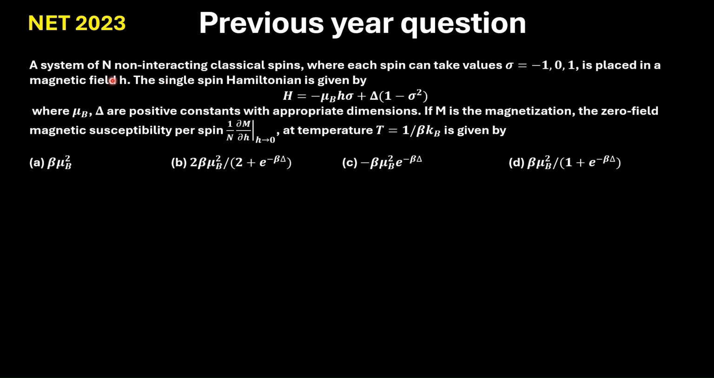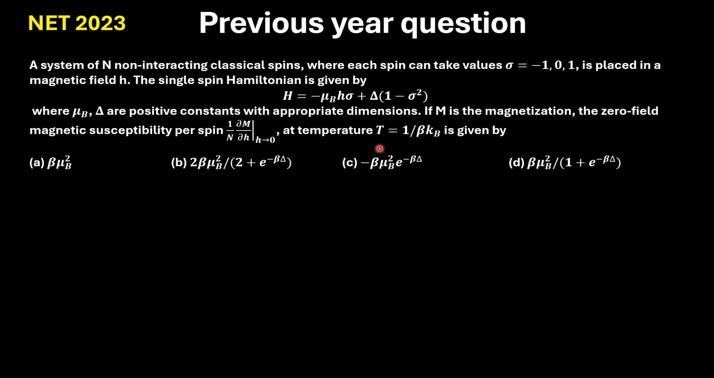Here we are given n non-interacting classical spins, and each spin can have a value of -1, 0, and 1, and it is placed in a magnetic field, and this is the interaction energy term. And if m is the magnetization, then we have to find this expression, that is 1 by N, partial derivative of m with respect to h, where H is the magnetic field, in the temperature limit.